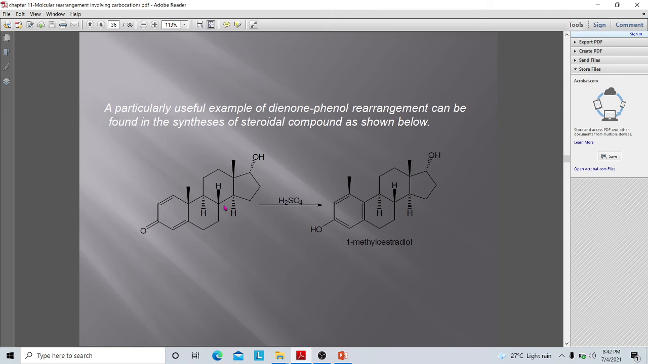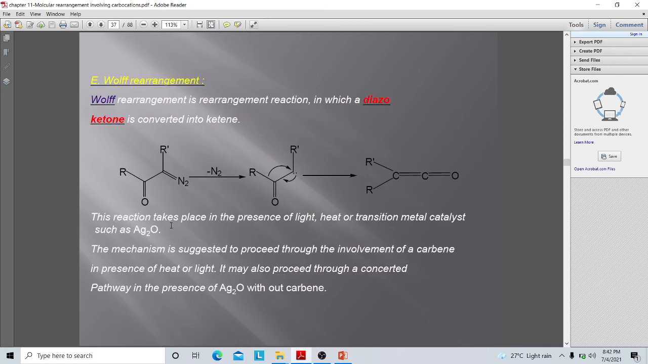We can see that in this particular molecule, this is the ketone. This ketone will be converted to an OH group, and this system, which is non-aromatic, is converted to an aromatic system. So while seeing the example, you can identify that this is a dienone-phenol rearrangement. For this, I just noted the example.